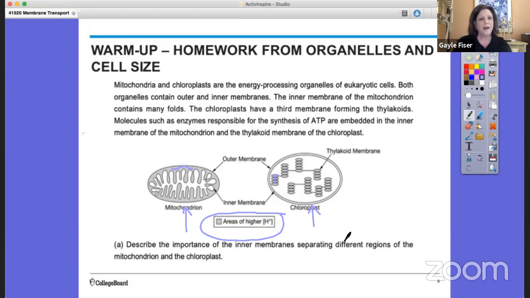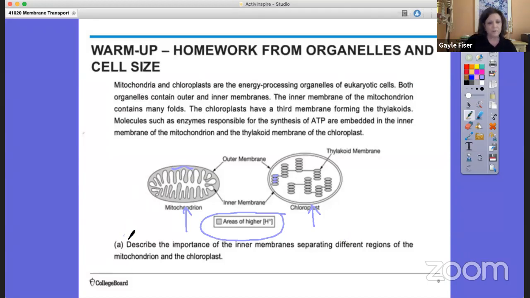Mitochondria and chloroplasts are the energy processing organelles of eukaryotic cells. Both organelles contain outer and inner membranes. The inner membrane of the mitochondrion contains many folds. The chloroplasts have a third membrane forming the thylakoids. Molecules such as enzymes responsible for the synthesis of ATP are embedded in the inner membrane of the mitochondria and the thylakoid membrane of the chloroplast.